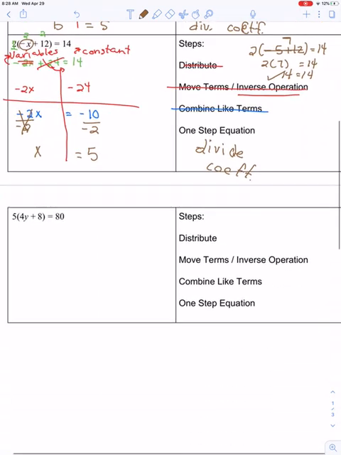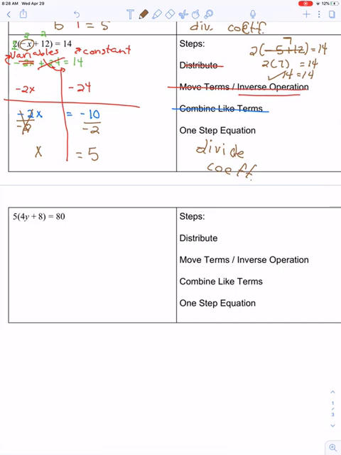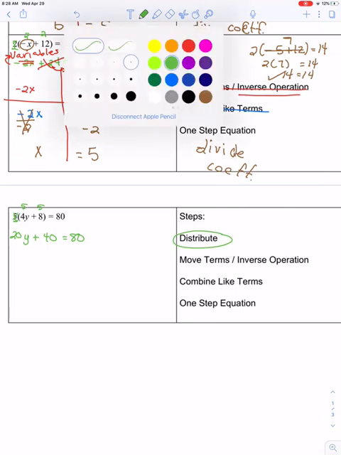All right. Last one. I have 5 times the sum of 4y and 8 equals 80. So first thing is distribute. I'm going to take my 5 because it's touching the parentheses and distribute. And what's nice here is everything's positive, so everything's going to stay positive. So 5 times 4 is 20y, plus 5 times 8 is 40, equals 80. So there's our distributive.